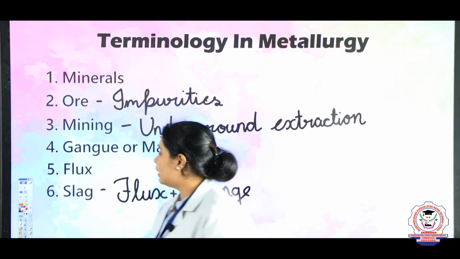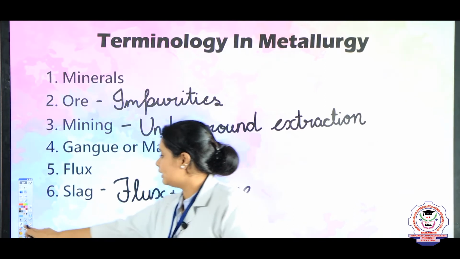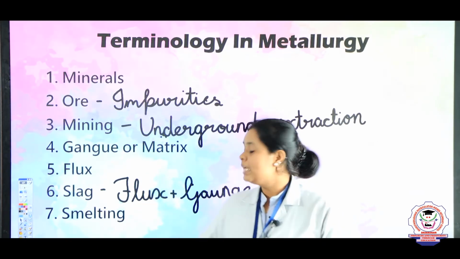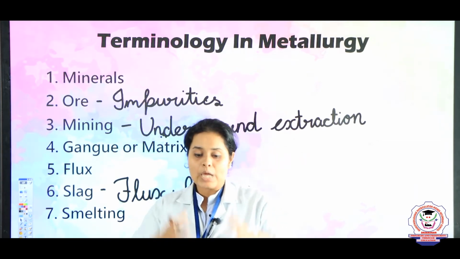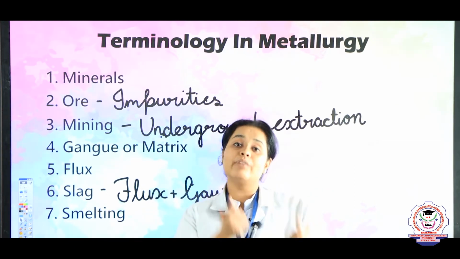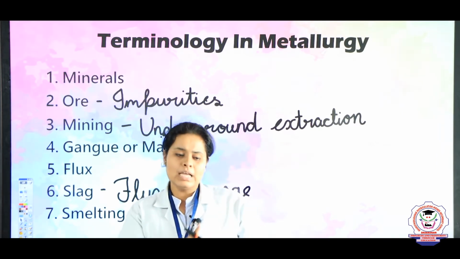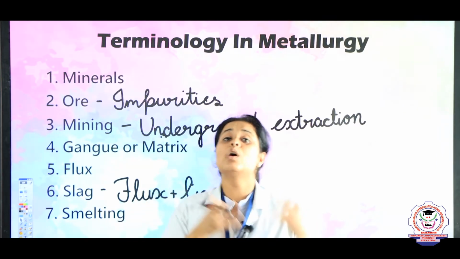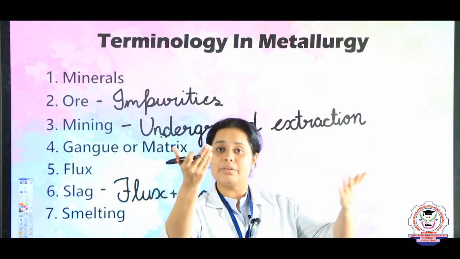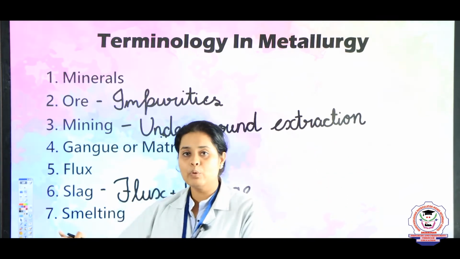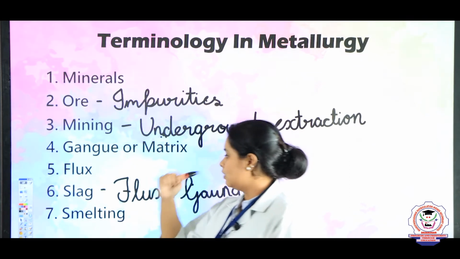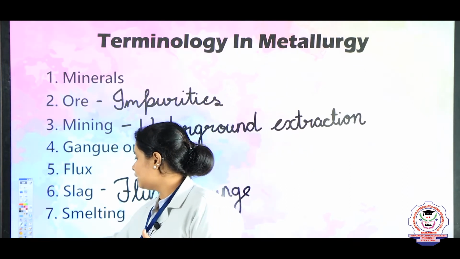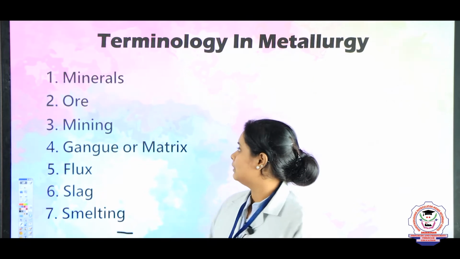Here, when you are discussing all these, the last thing is smelting. Children, smelting is a process where you heat the mineral, and when you heat the mineral, the other minerals which are very volatile, which can get evaporated fast, are removed. So these are the basic terms which are used in metallurgy. Now let's see how metallurgy happens.